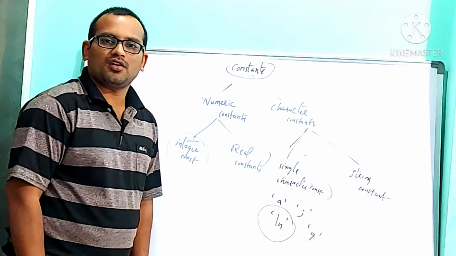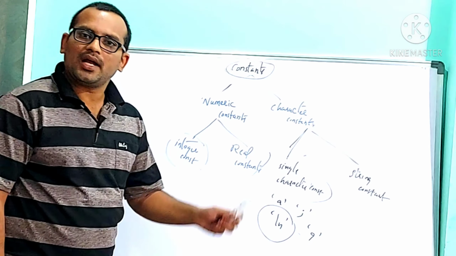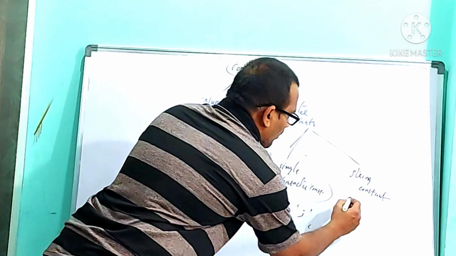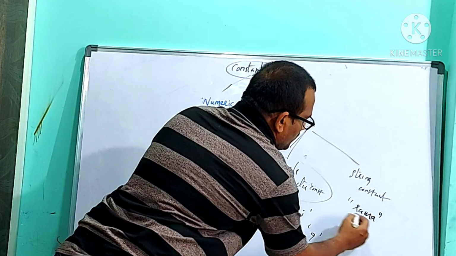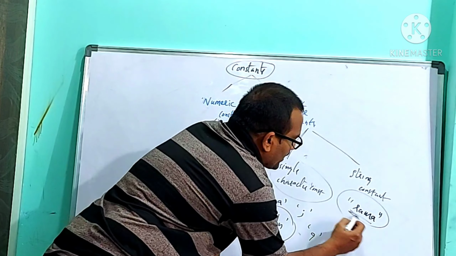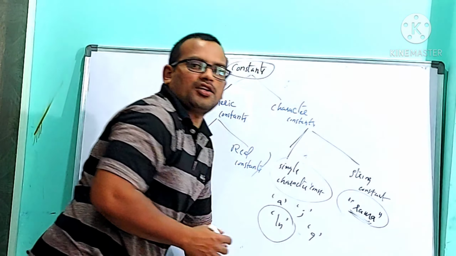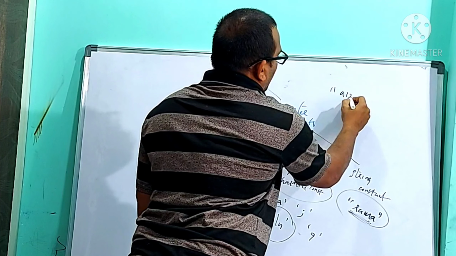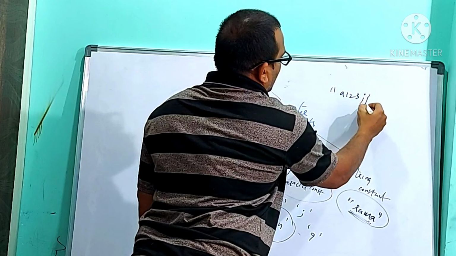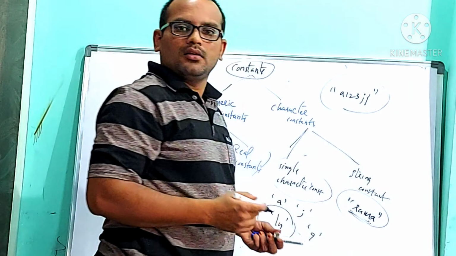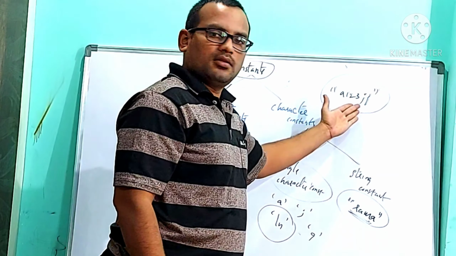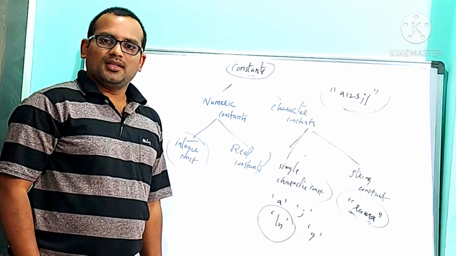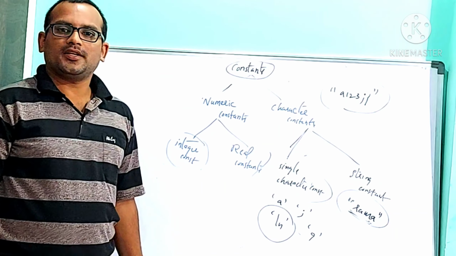Then what is meant by string constant? Group of characters within double quotation is called the string constant. For example, double quotation Rama is a string constant. Another example, double quotation A 1, 2, 3 semicolon open curly brace something. Correct or not? Yes, correct. A group of characters in double quotation is called the string constant. So this is about the constants topic.